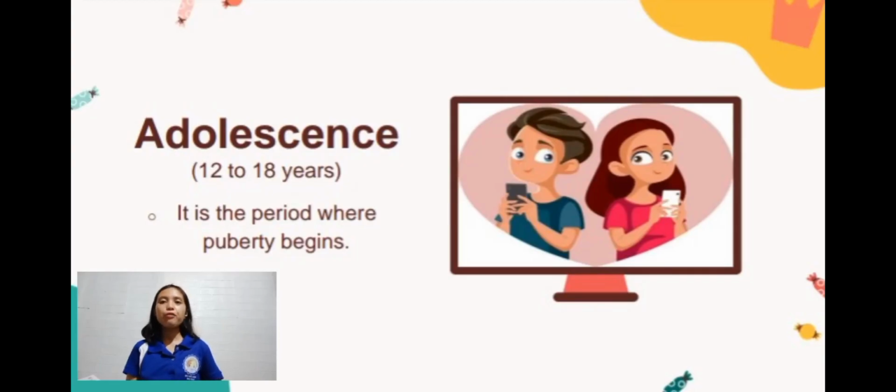Now let's proceed to the final stage of child development, which is adolescence. It ranges from 12 to 18 years, and it is the period where puberty begins. By the end of this stage, most will have completed puberty. The child is now called a teen during this stage. The teen is becoming more vocal about his or her opinions due to the development of a unique personality. Peer pressure, however, will be present, which is why guidance from parents and guardians is very much needed.